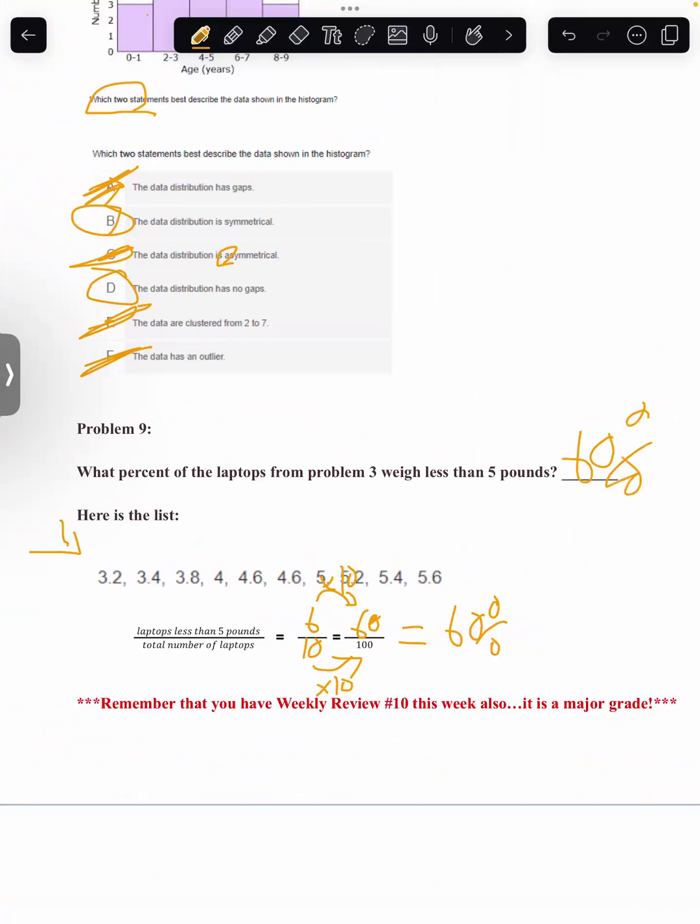Okay. So get this turned in. Also, make sure you got weekly review 10 turned in as well. So major grade.